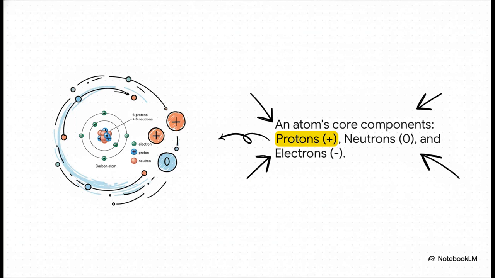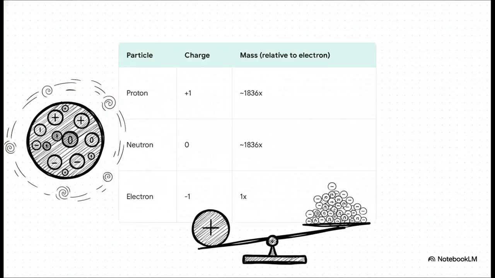Every atom in the entire universe is made from just 3 tiny particles. Right in the center, the nucleus, you've got your positively charged protons and your neutral neutrons. And then, zipping all around the outside are the negatively charged electrons. That's it. So let's look at the numbers here. The charges are pretty simple, right? +1 for a proton, 0 for a neutron, -1 for an electron.